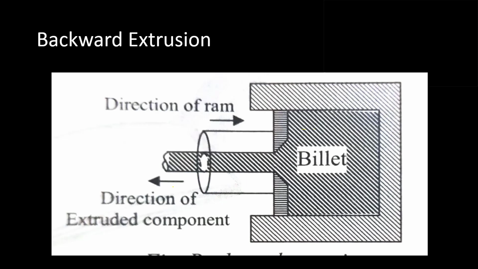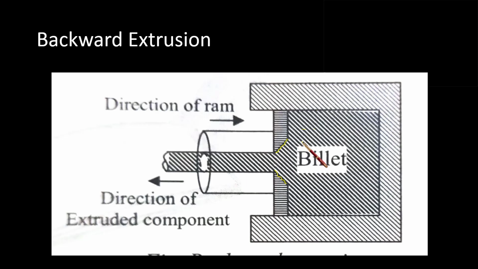So as you can see, the material is moving from here, so this material is not moving anywhere, so there is no friction at this point. The only friction observed is at these points, right? So the friction is reduced in backward extrusion. That is the benefit of backward extrusion over forward extrusion.